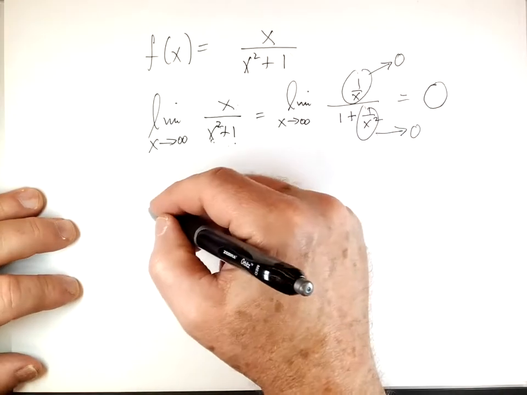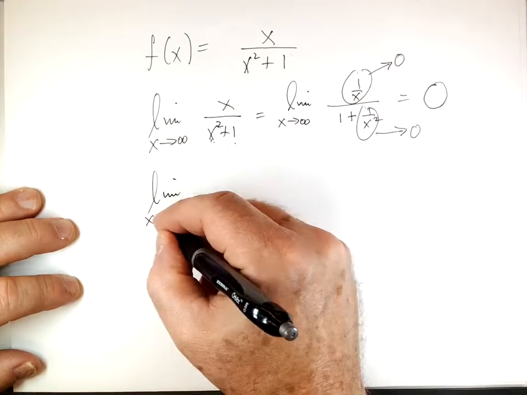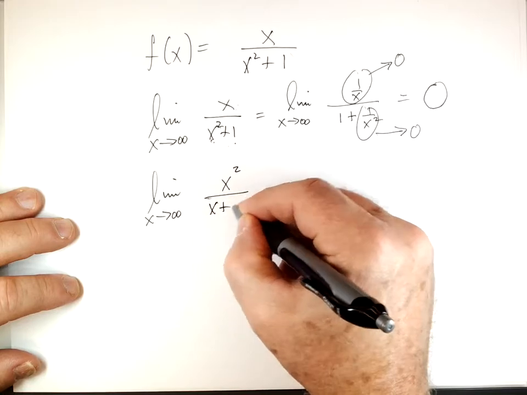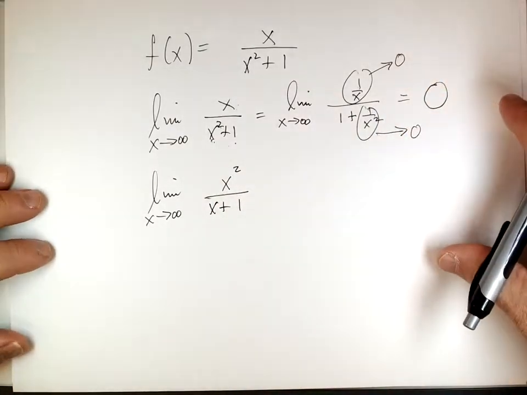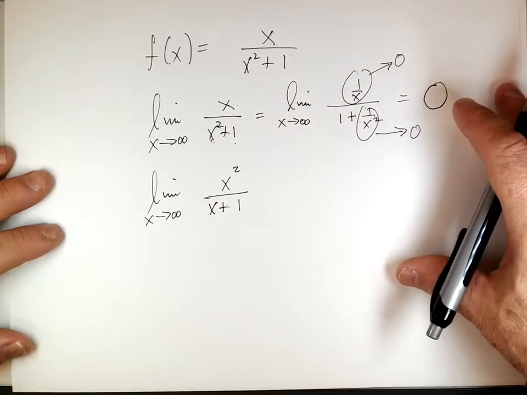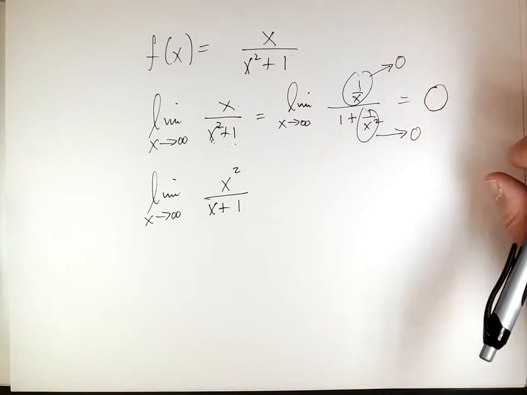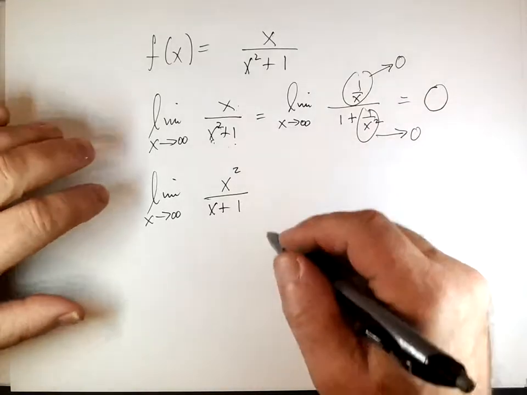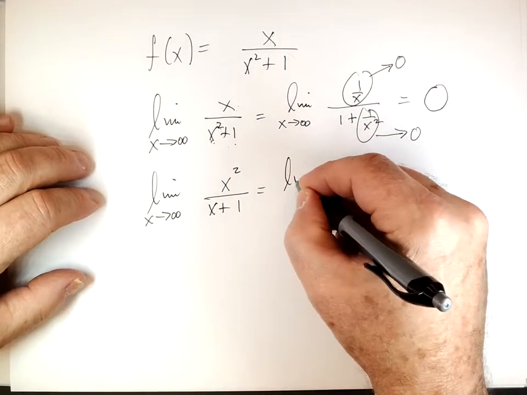Let's take a look at this. Here's the one where the top is bigger. What do you think is going to happen here? Going to infinity. That's correct. Very nice. And let's do the same thing. Let's divide and see what happens.